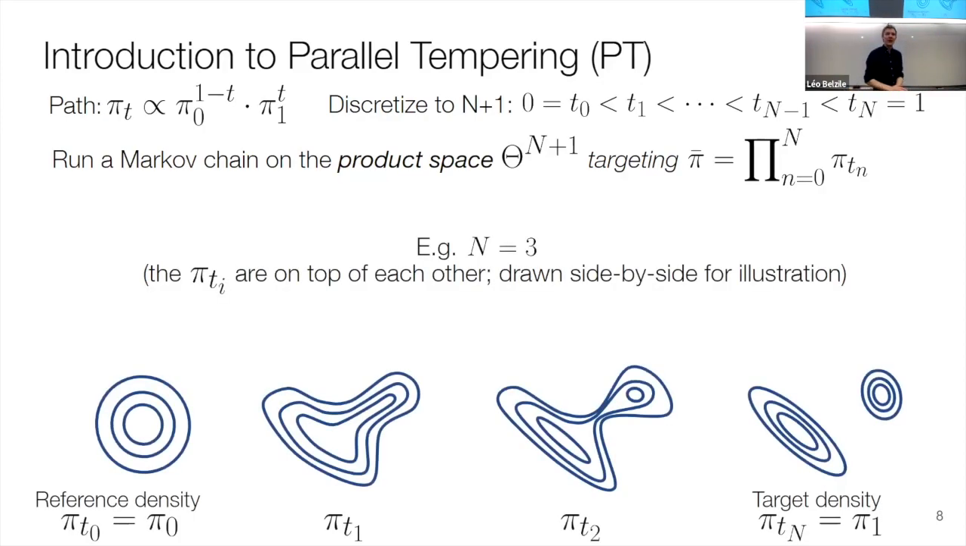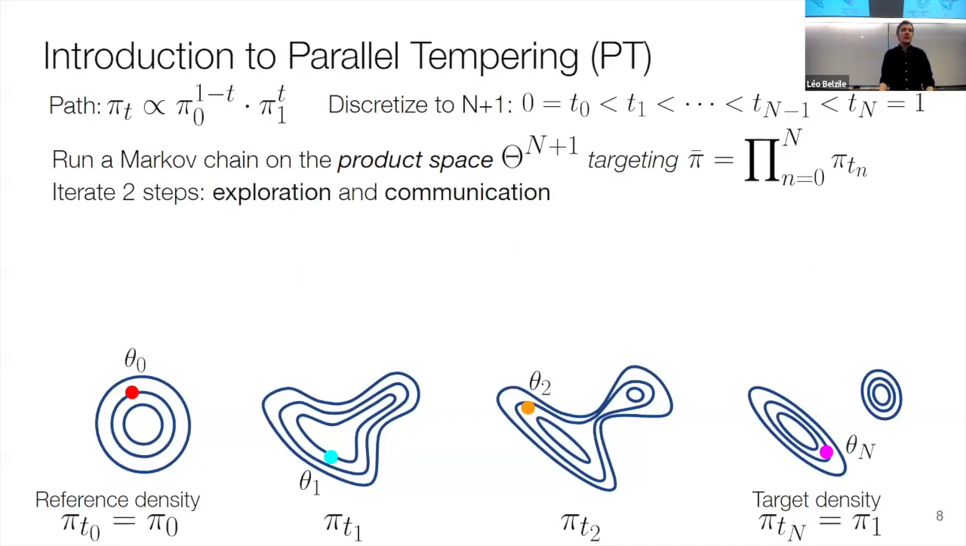So there's my example again. I've got pi t naught, which is my reference, going all the way up to pi tn, which is pi 1, that's my target. This is the case where n equals 3, so I've got n plus 1, 4 distributions along my path. And again, these are meant to be on top of each other. I'm just spacing them out for visualization. All right, since we're running a Markov chain on the product space, let me instantiate a state for each one of these densities, pi naught, pi 1, pi 2, and pi n.